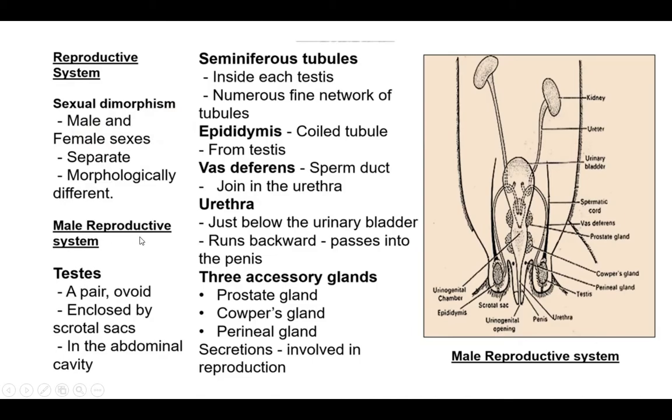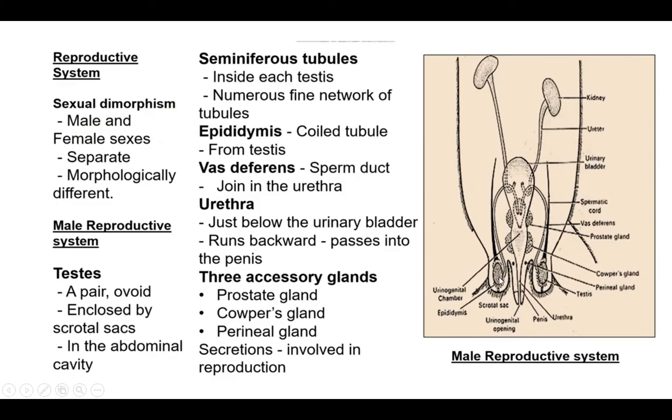Now let's see the male reproductive system. What is the primary sex organ for male reproductive system? Testis. A pair of testes is present. See here, oval shaped part, 1, 2. A pair of testes is present. It is ovoid in shape. And this testis is protected by the scrotal sac. So the testis is left inside the scrotal sac. And this is all present in the abdominal cavity.